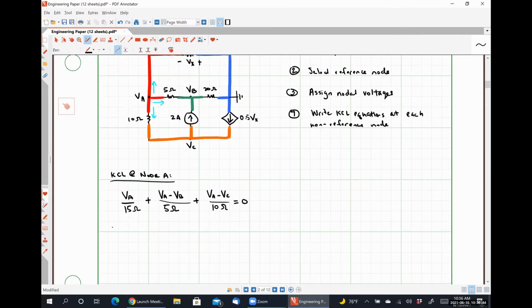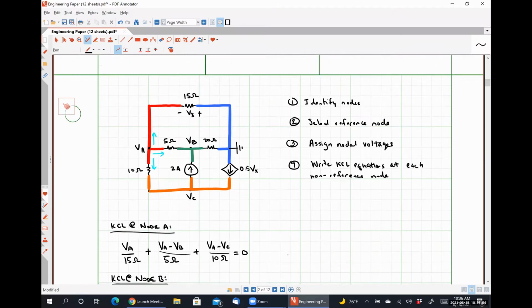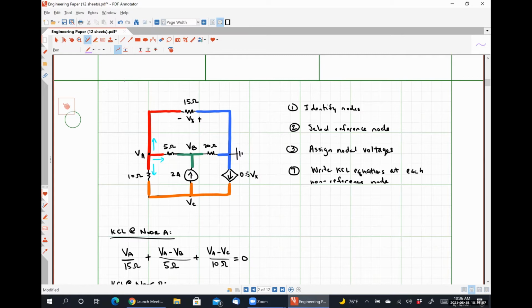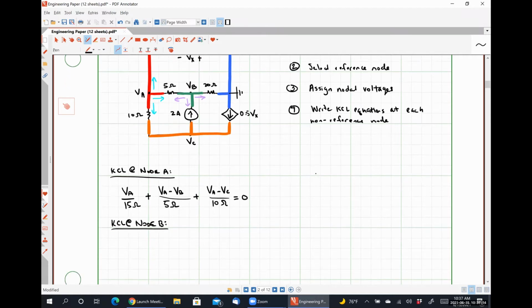So now we're going to do KCL at node B. We're going to be looking for the current flowing to the left, the current flowing down, and the current flowing to the right, all in purple. So somebody else tell me what the current flowing to the left through the 5 ohm resistor is. VB minus VA over 5 ohms is absolutely correct.